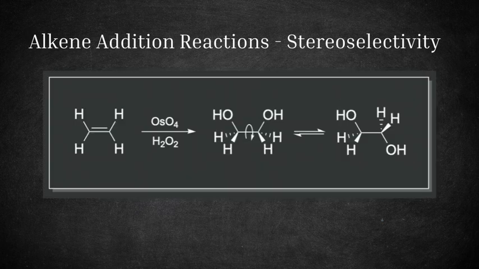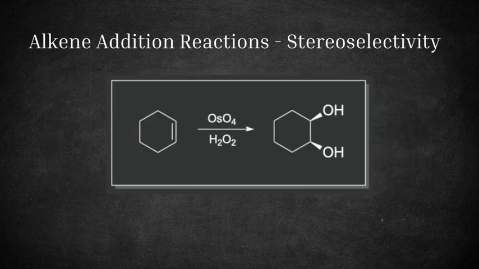For example, in the dihydroxylation of ethylene, the reaction initially forms a syn-vicinal diol due to the stereoselectivity of the addition. However, through bond rotation, the molecule can adopt a more stable conformation where the hydroxyl groups are anti to each other. This distinction becomes more apparent with ring-bound alkenes, where the rigidity of the ring prevents bond rotation. In these cases, the stereoselectivity of the addition reaction is maintained.